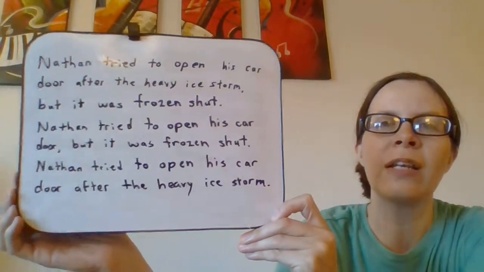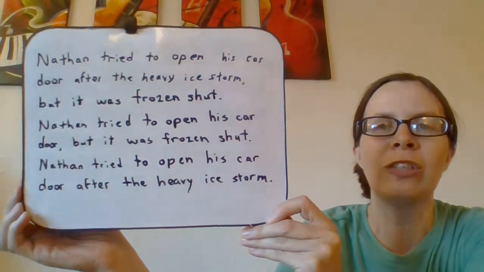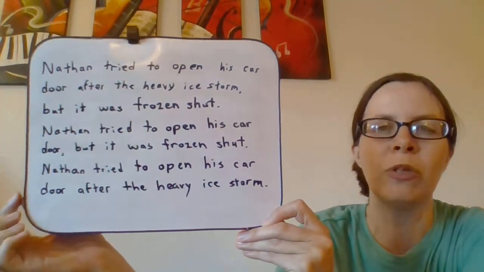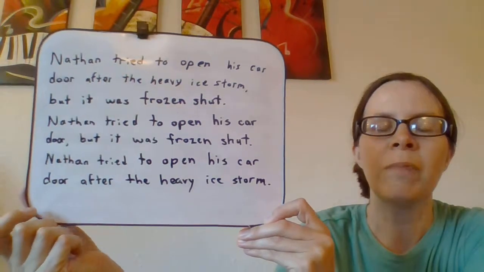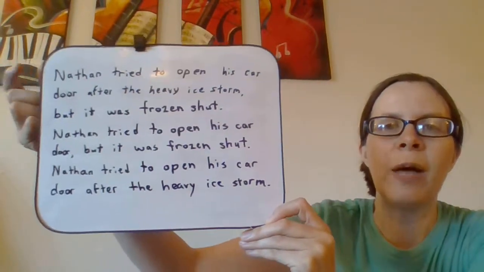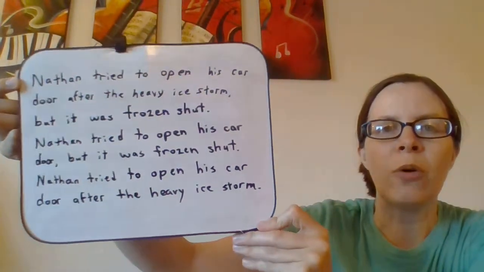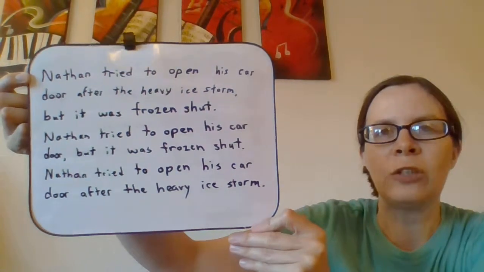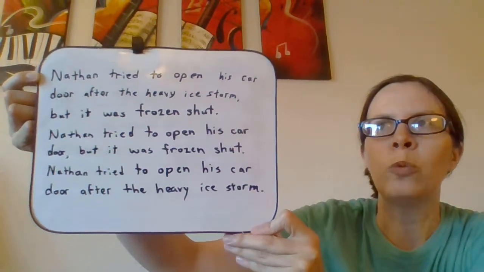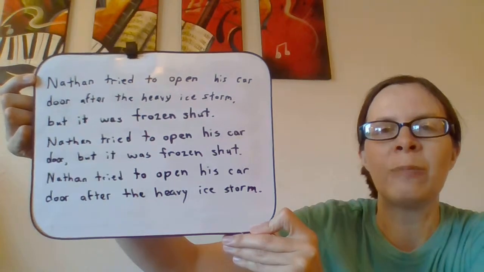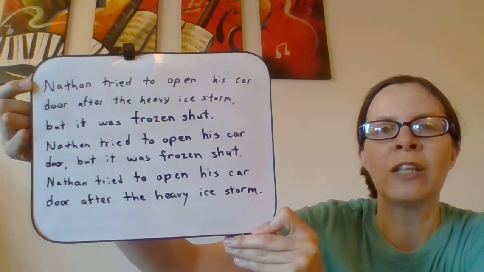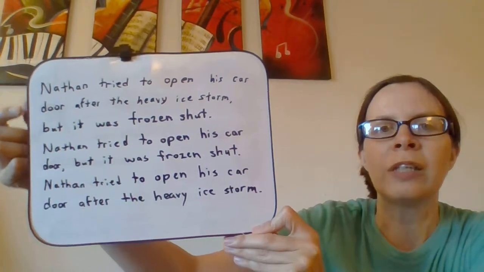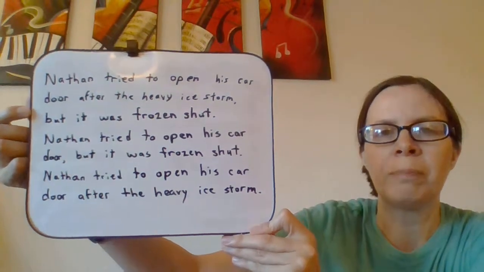Okay, so now the next thing you need to do after that, because you still want to say after the heavy ice storm, you don't want to just leave it like that. Let's look back up here so I can explain it a little bit. So we have after the heavy ice storm, and we're going to ask ourselves, which part of the sentence does that dependent clause go with? Does it go with Nathan tried to open his car door, or does it go with it was frozen shut?